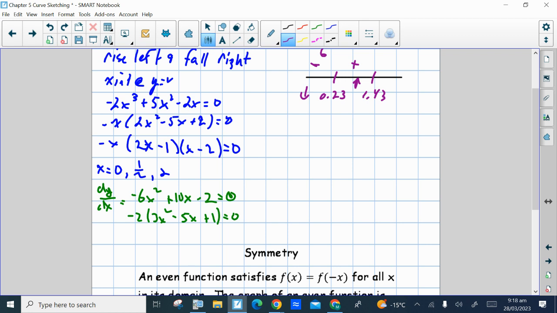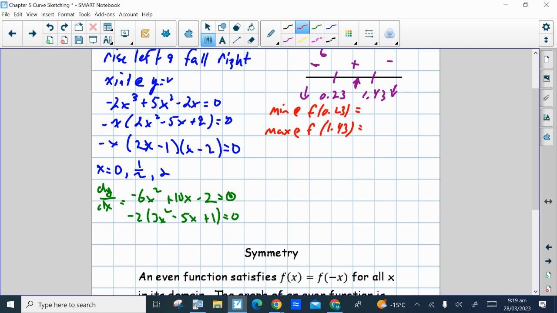Let me check that again. Yeah, derivative is right. Okay, so positive 2. 2 squared is 4 times negative 6 is negative 24. Plus 20 is negative 4. Take away 2 is negative 6. So the function is decreasing in that interval, which again matches when we said that it rises left and falls right. So we're going to have a minimum at f at 0.23 and a maximum at f at 1.43.